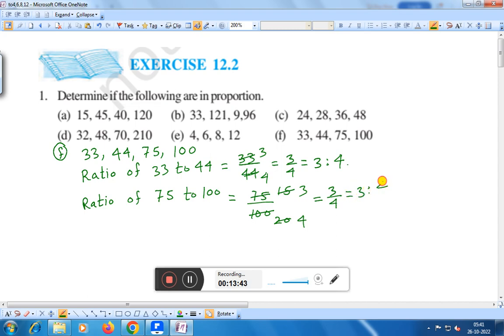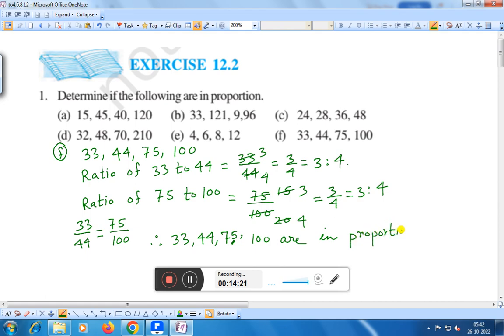Here you see that both the ratios are the same. That means we can write 33 by 44 is equal to 75 by 100. Therefore, we can say that 33, 44, 75, 100 are in proportion. This is the solution of question number 1.